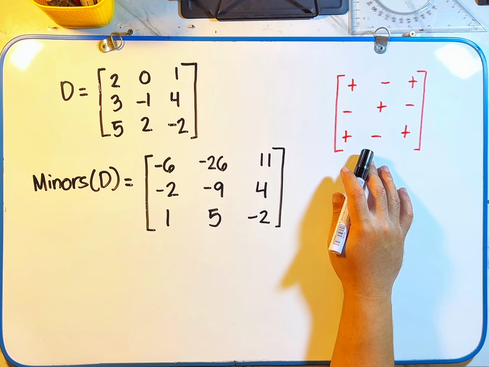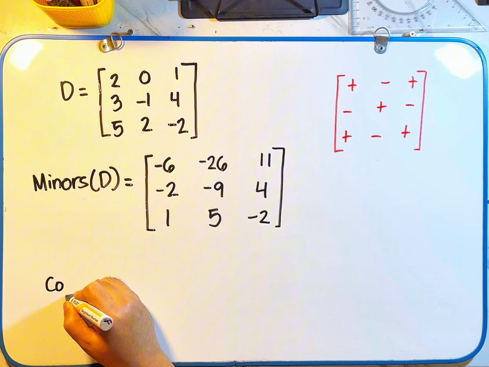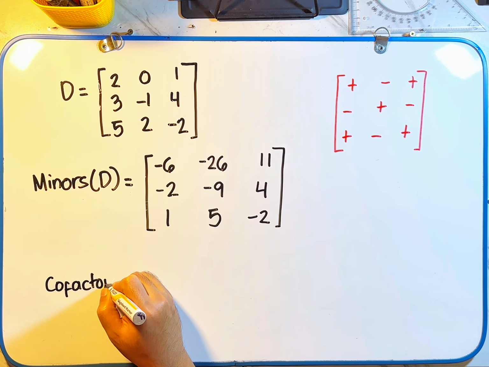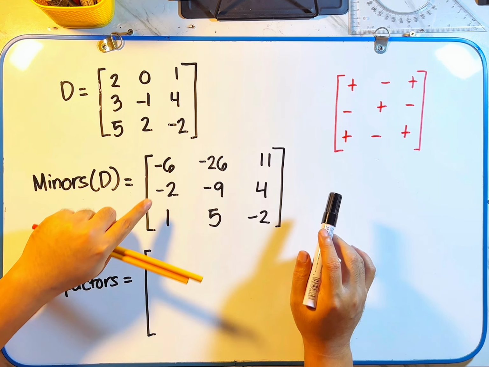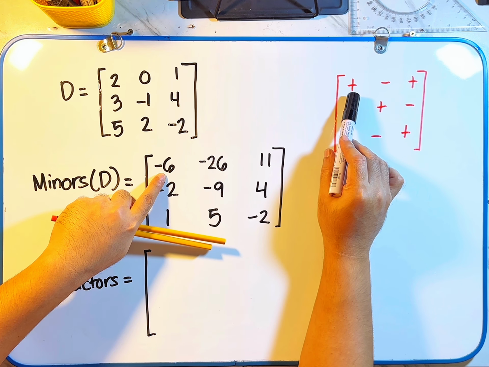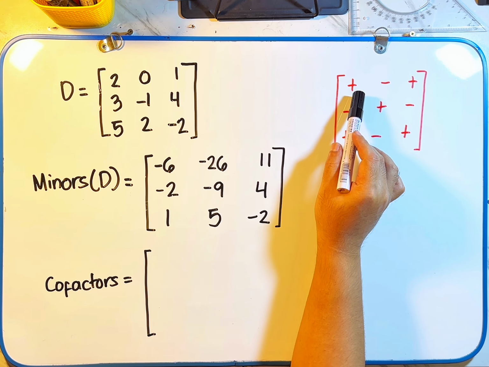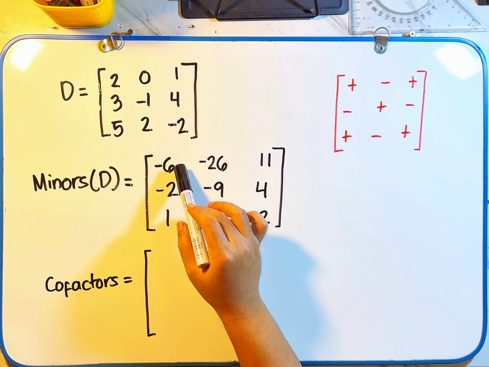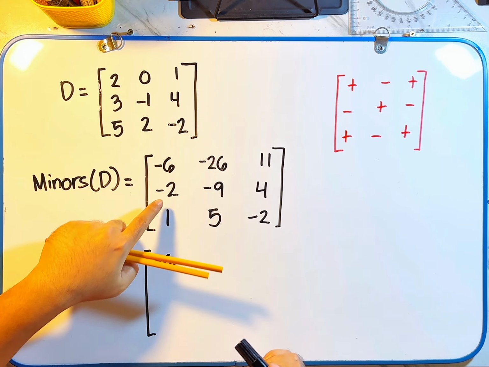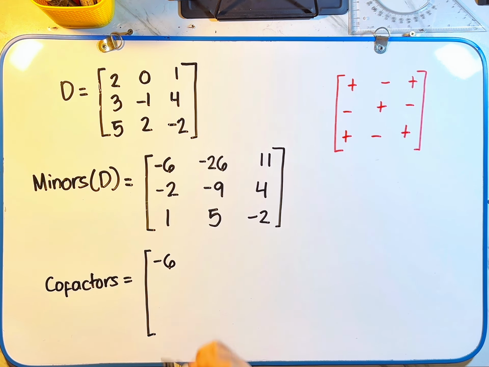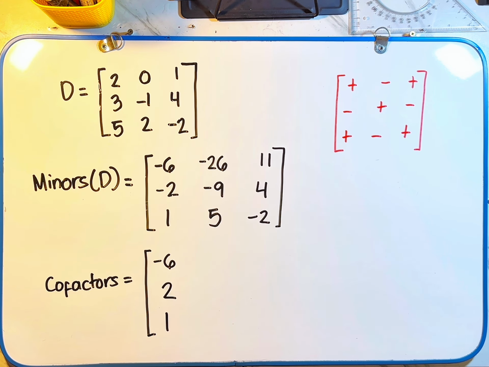Next, we will use the rule of signs and apply it to our minor to find our cofactor. So cofactors. Let's apply directly. For the element in the first row, first column, we have positive. So positive, let's assume this as positive 1. So positive 1 times negative 6, that's negative 6 still. Negative 2 times negative, so it becomes positive 2. Positive 1 times positive, still positive.